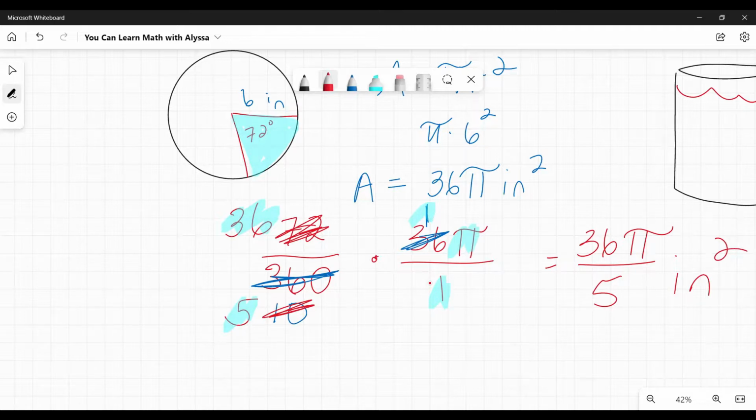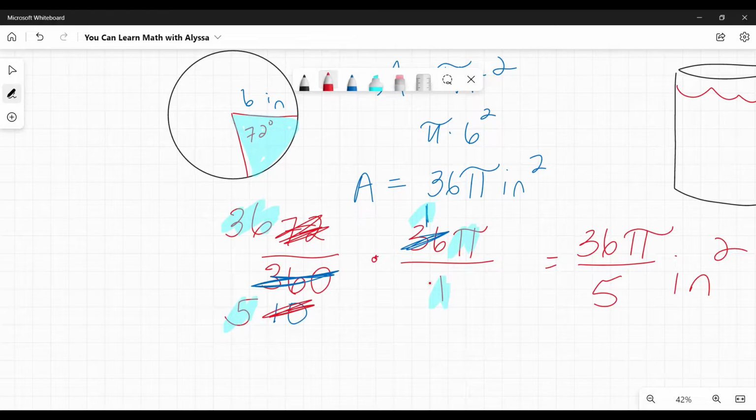And it does not need to be simplified any further. Now, if I had not simplified that first, it would have been 2,592 pi over 360. And that would have been a booger to try to simplify. So if you can simplify these fractions before you multiply, it'll make your life a whole lot easier.